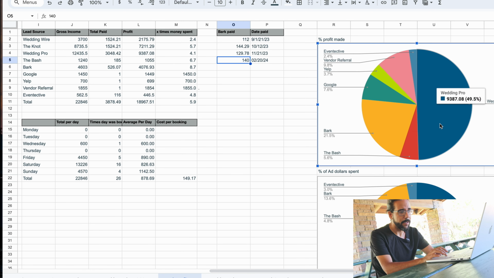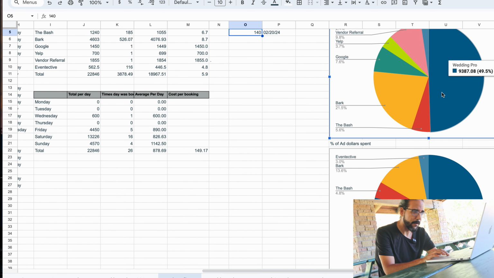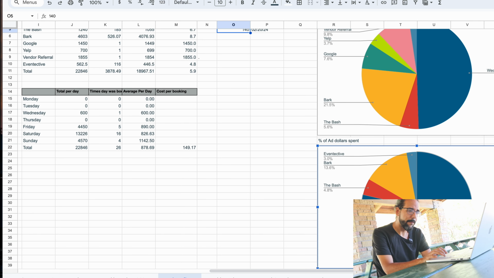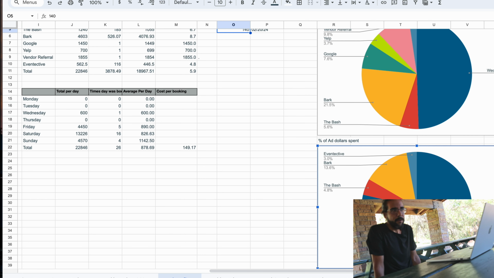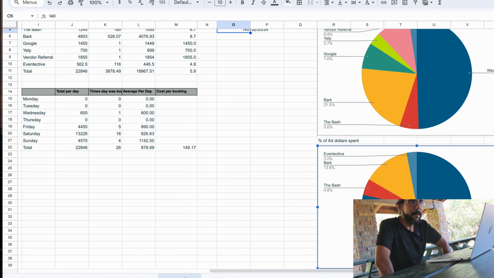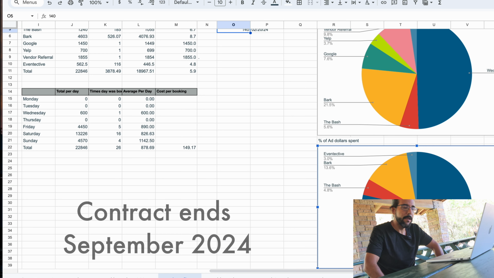Here's a breakdown of the profit made. Wedding Pro is about half the profit that I made after ad dollars spent, but they've also been almost 80% of the ad dollars that I've spent. So that's where Wedding Pro kind of really gets its slack from. It's expensive, and they gave me the first year deal. I'm not naive to that. They want to give you a good price on that first year to get you hooked. So come next year, I'll definitely keep you guys updated.